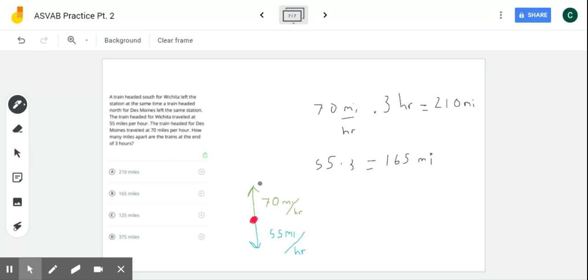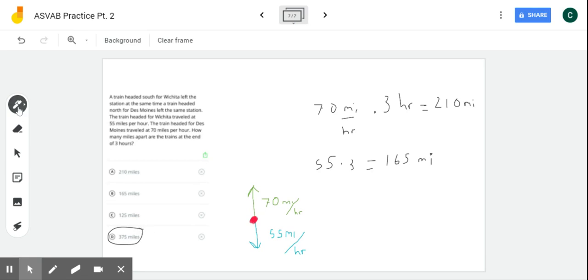And so the green train, in this case, is 210 miles up here because it was headed north. The blue train is 165 miles down here because it was headed south. So 210 plus 165, you'll see that those are both answers over here. 210 plus 165 is 375 miles apart.